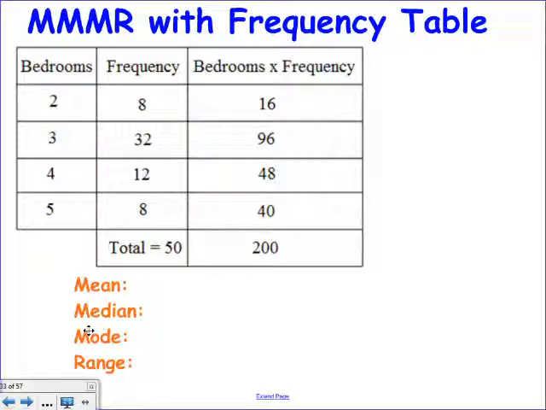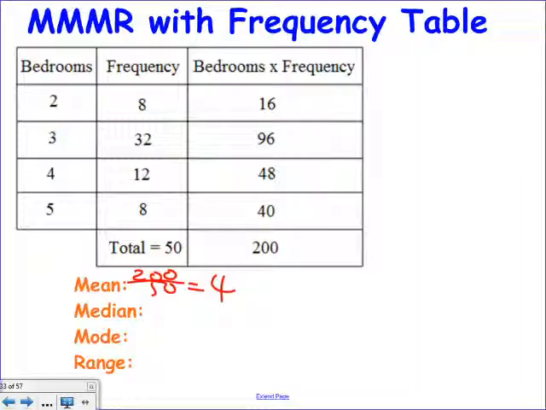Good. So to work out the mean, you need to know what my total number of bedrooms are. So I've done that for you. It's 200. And you divide it by the number of houses you've asked, 50. So the mean number of bedrooms per house is 4. Everyone get that? Yeah? Nice and straightforward. So it's the total of all my data divided by that.